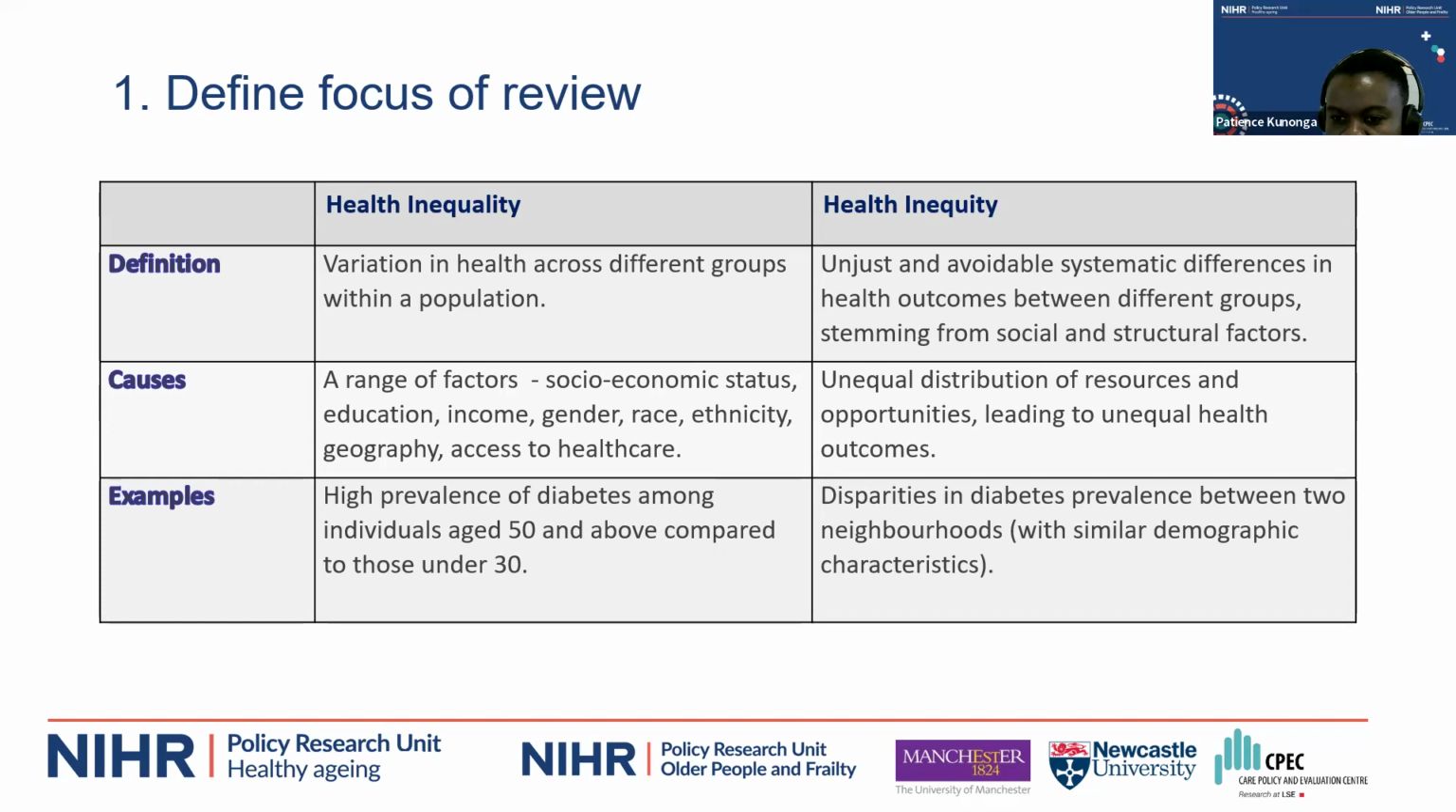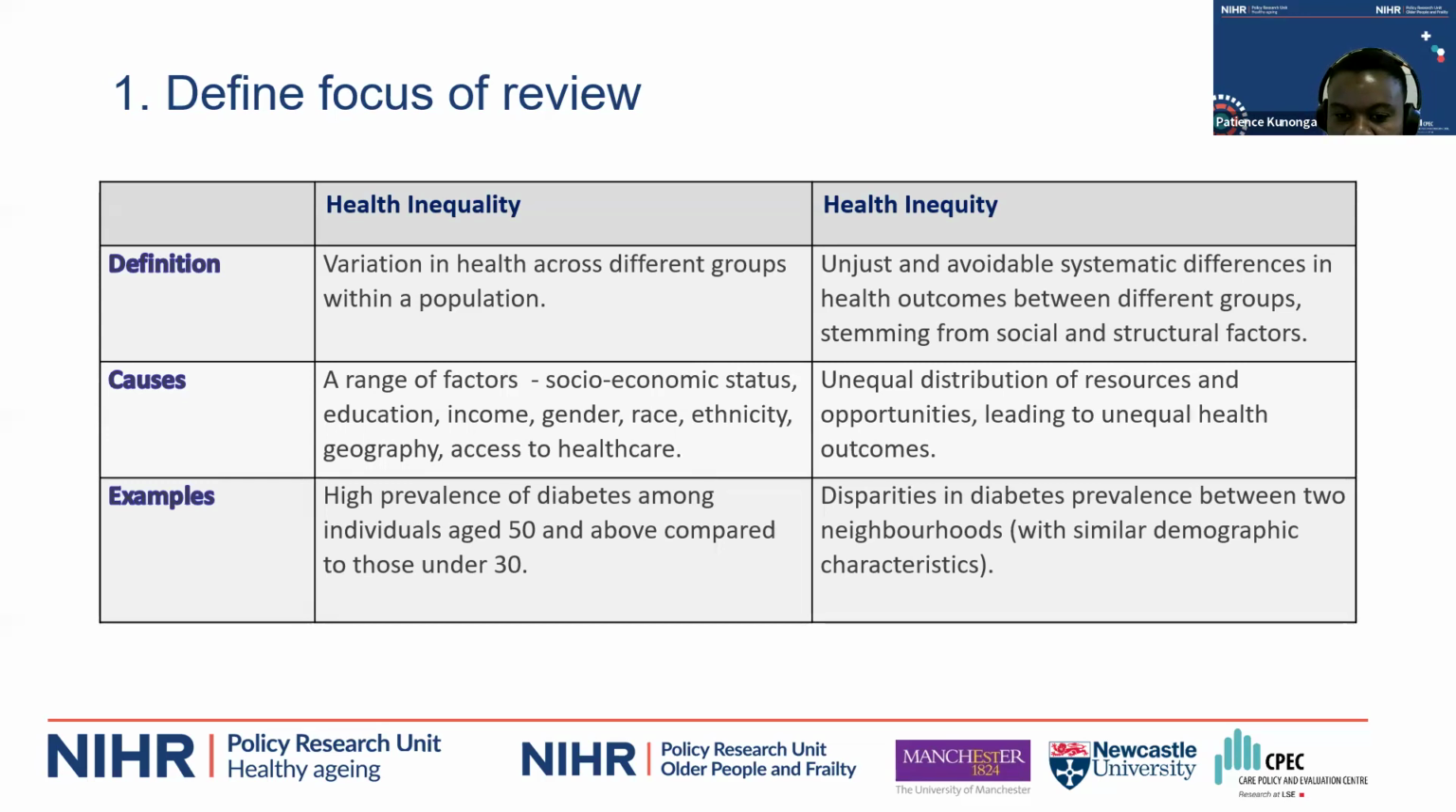And by inequity, I mean identifying discriminatory healthcare practices or systemic barriers. So let's say in region X, there are significant disparities in diabetes prevalence between two neighborhoods, and I'll call them neighborhood A and neighborhood B. In neighborhood A, the prevalence of diabetes is significantly higher compared to neighborhood B, even though the populations of the two neighborhoods have similar demographic characteristics.